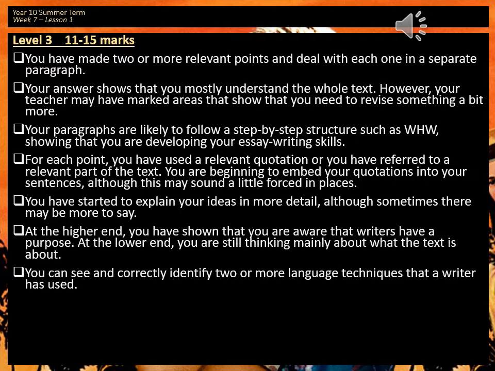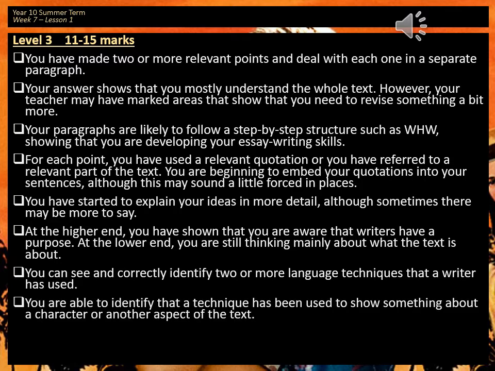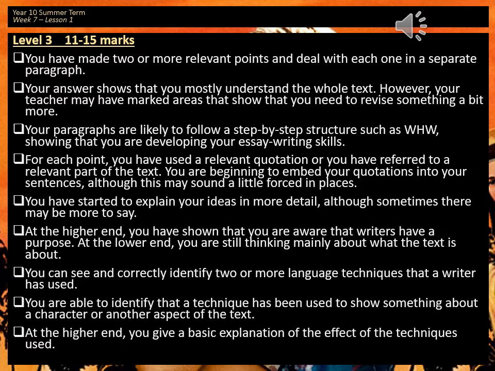You can see and correctly identify 2 or more language techniques that a writer has used. You are able to identify that a technique has been used to show something about a character or another part of the text. At the higher end of this band, you give a basic explanation of the effect of the techniques used. Okay, so if you're aiming for that 11 to 15 marks, that halfway point, you're going to hit a level 3.